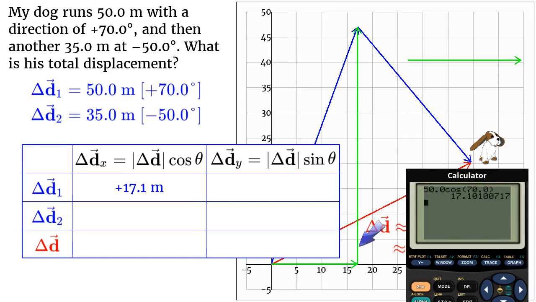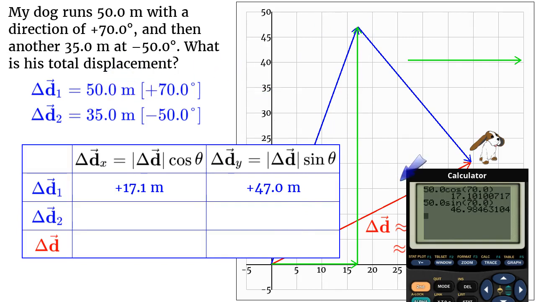To calculate the y component, we're going to take the magnitude and multiply by the sine of theta. So if I type in 50.0 times the sine of 70 degrees, I get, rounded to 3 significant digits, 47.0. So that's going to be my y component for the first part of the displacement, which I'm calling d1. Looking at this right angle triangle here, 17.1 is the adjacent side, 47.0 is the opposite side, and of course the hypotenuse was 50 meters. That's information that we started with.